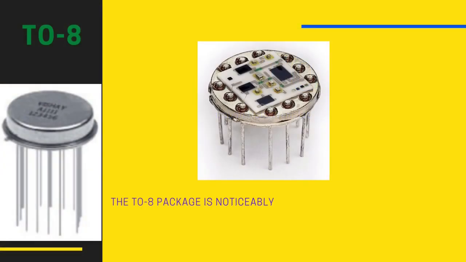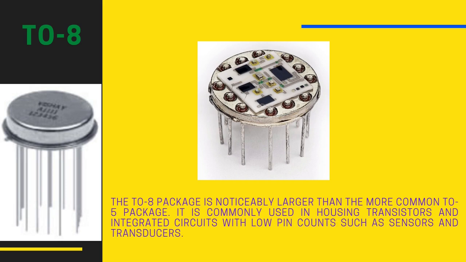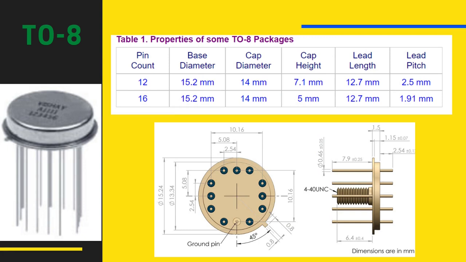The TO8 package is noticeably larger than the more common TO5 package. It is commonly used in housing transistors and integrated circuits with low pin counts such as sensors and transducers. The typical TO8 metal can package has a base diameter of 15.24 mm, a cap diameter of 14 mm, and a cap height of 7.1 mm. The leads are arranged on a circle with a pitch of 2.5 mm. Some dimensions may change as per package pin count. Package details are given in the table. Most TO8 packages have pin counts that range from 2 to 16 pins.